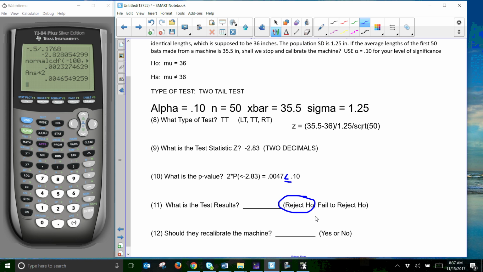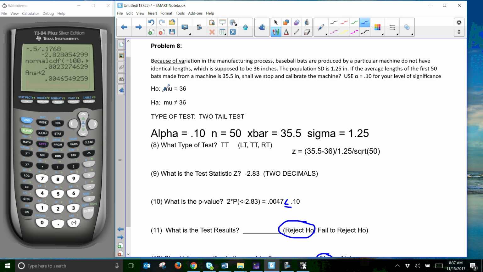Okay. So should they recalibrate the machine? Yes. Because we're rejecting the fact that it's equal to 36, and we want it to be equal to 36, so we're saying it's not equal. We're supporting the alternate hypothesis.